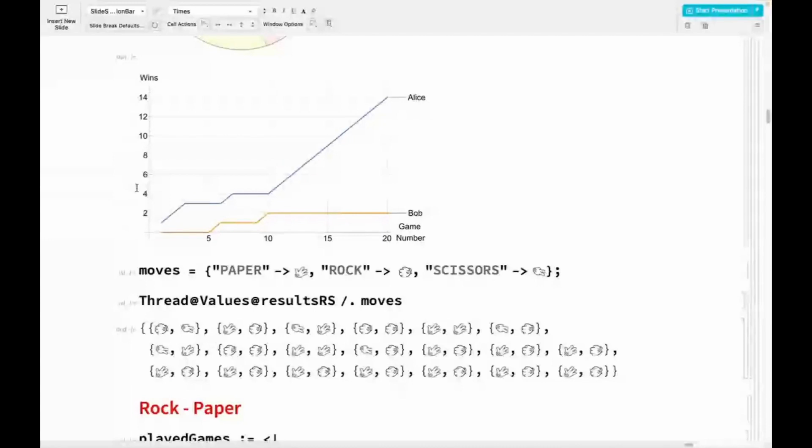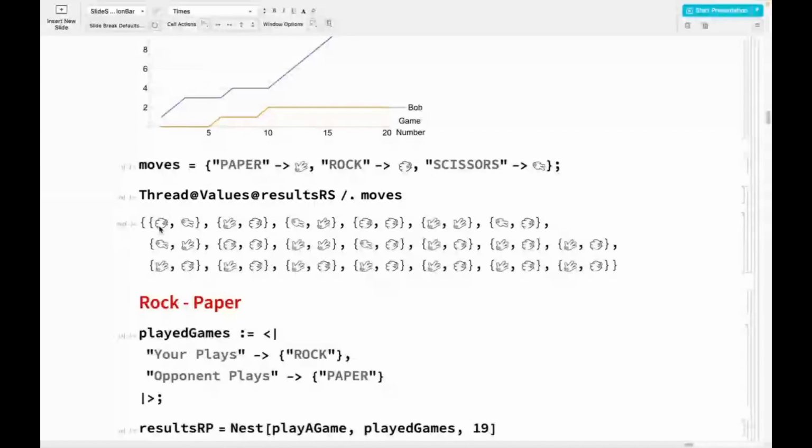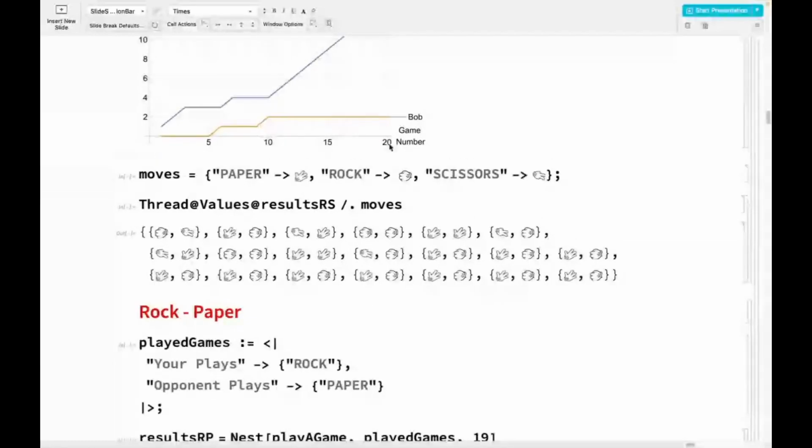the moves from Alice and Bob, and we can clearly see that GPT 3.5 Turbo, so the Bob, for some reason is only playing some rocks at the end, and GPT-4 Alice is just taking advantage of it and smashing it at this particular game.